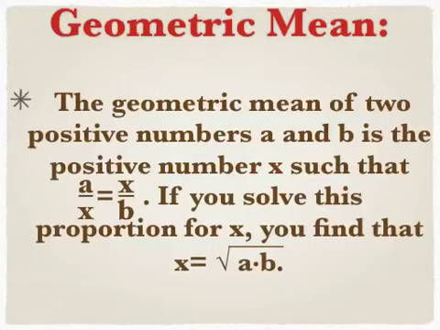The geometric mean of two positive numbers a and b is the positive number x such that a over x equals x over b. If you solve this proportion for x, you would find that x equals the square root of a times b. So when I want to find the geometric mean of two numbers a and b, I just simply take the square root of their product.